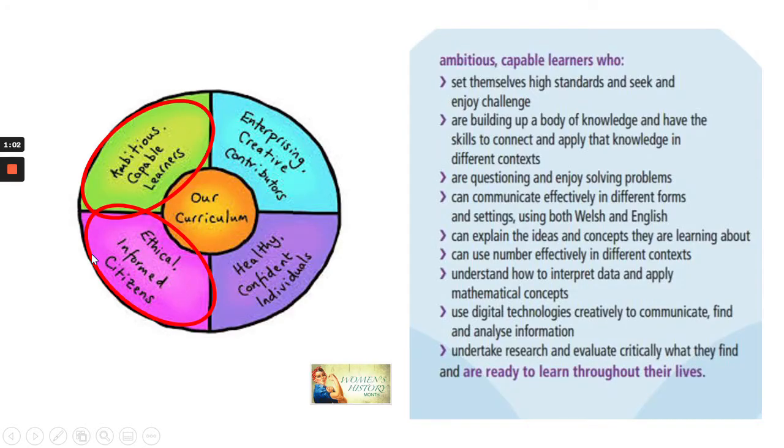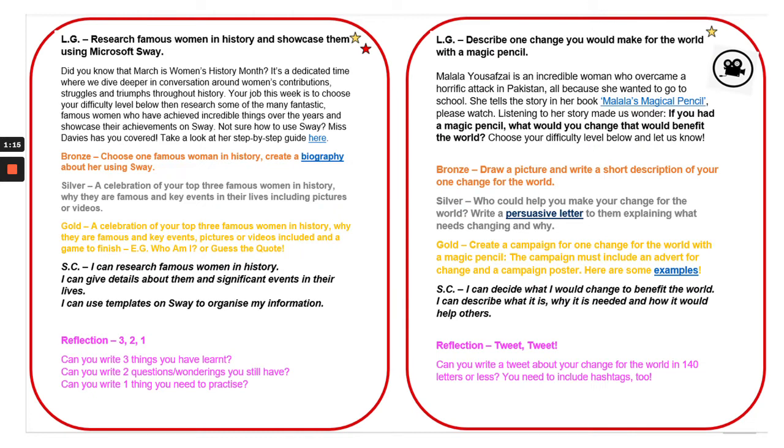Okay. This week, we are going to focus on being ambitious, capable learners and ethical, informed citizens. And we're going to come back to the strands at the end of the video. You've got 2 main activities on your blended learning menu this week.